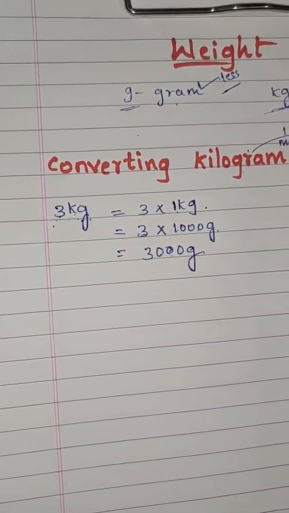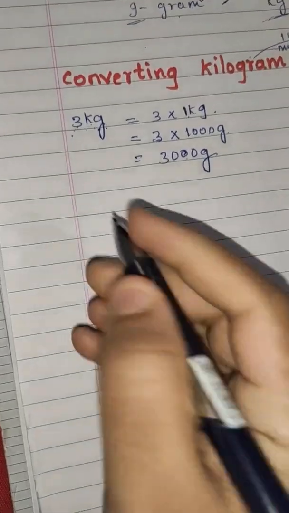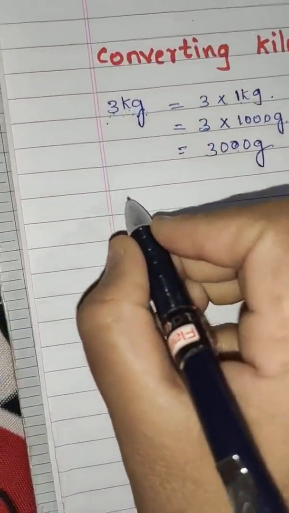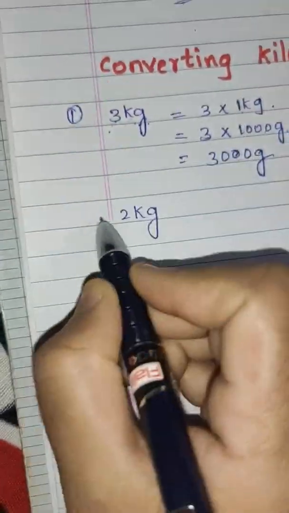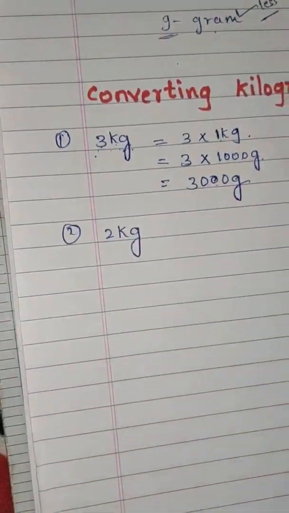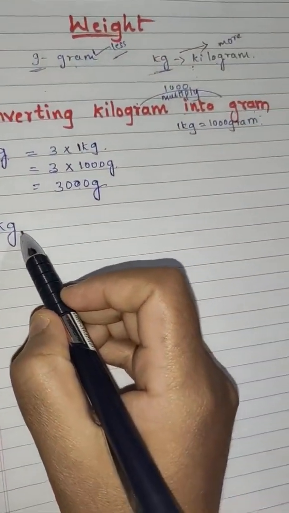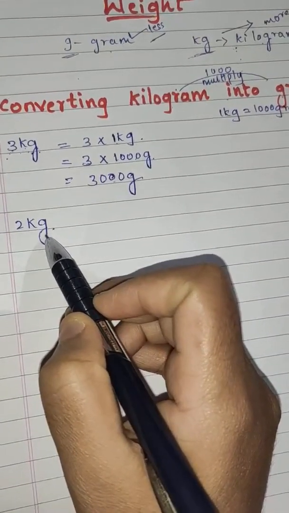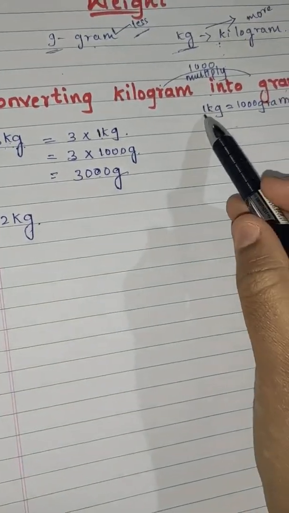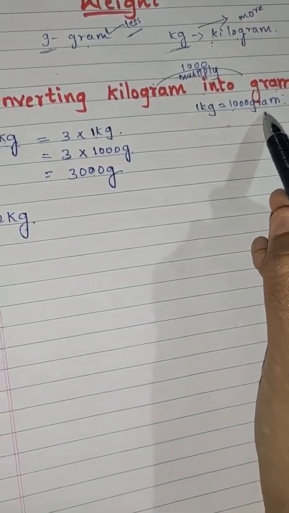Now we'll take another example. I'm going to take 2 kg. This is the first example, and this is the second example. Now we have to convert this kg into gram. So what do we have to do? Yes, we have to multiply by 1000. As we know that 1 kg is equal to 1000 gram.